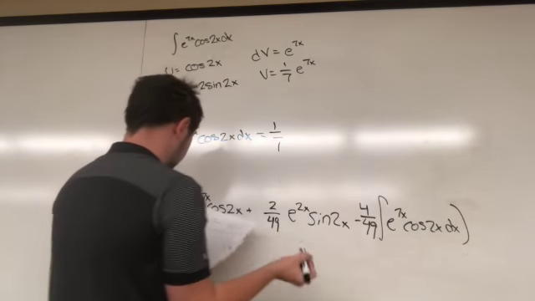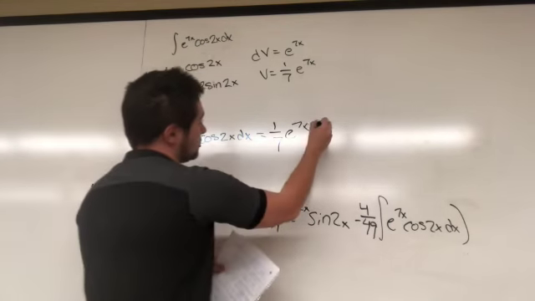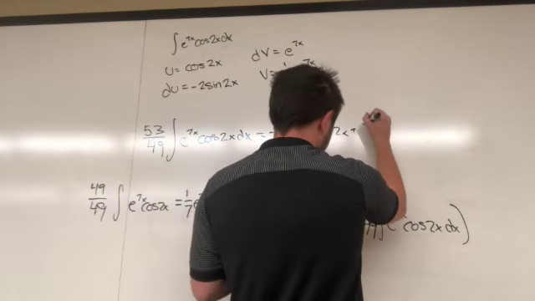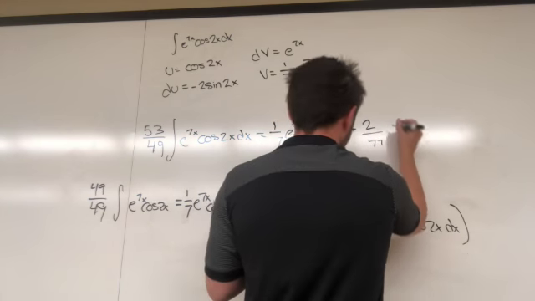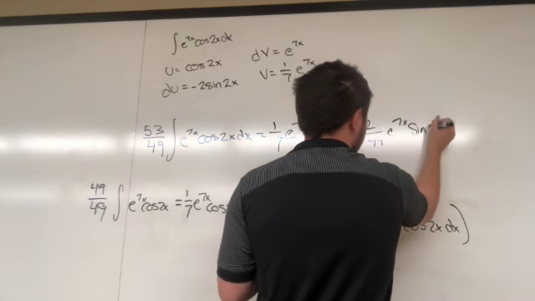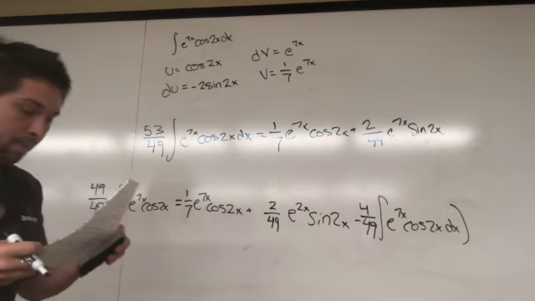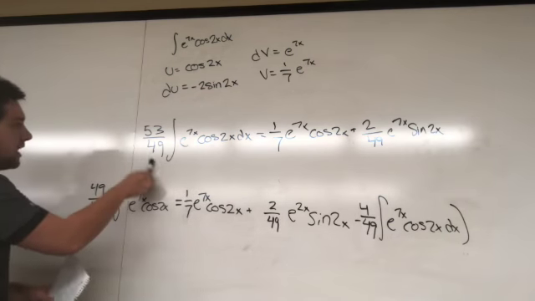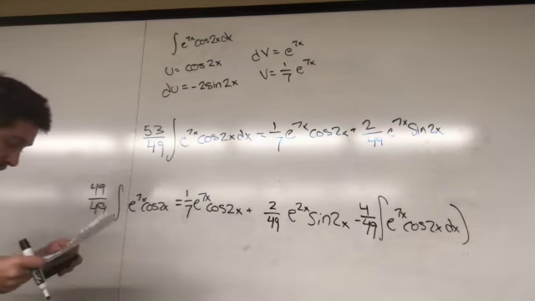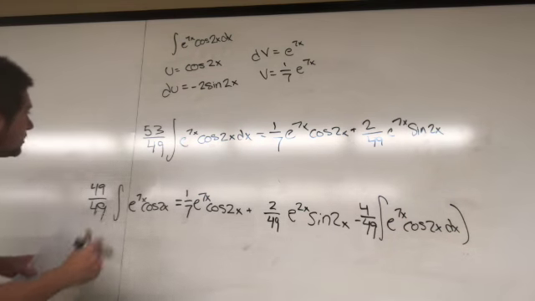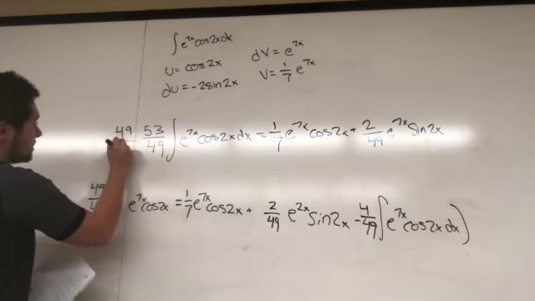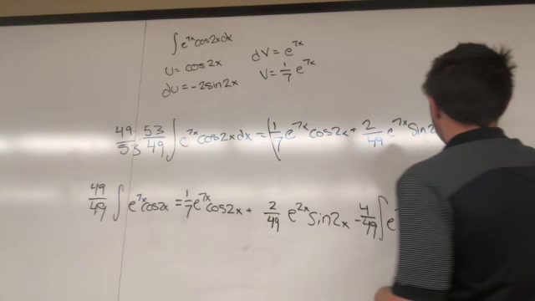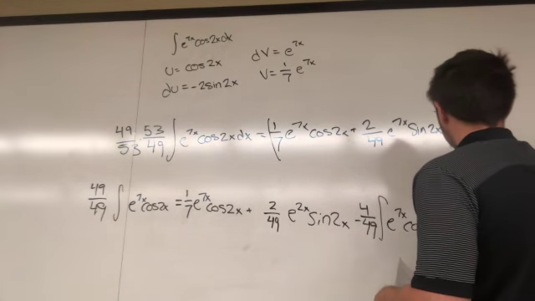1/7 e to the 7x cos 2x, taking that from here, plus 2 over 49 e to the 7x sine 2x. So now we have that all taken care of, but we didn't want to have this, we're looking for this. So you have to multiply by its inverse, so it becomes 49 over 53, and you multiply this whole thing by 49 over 53.